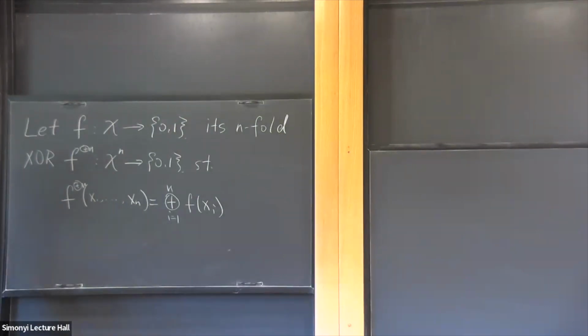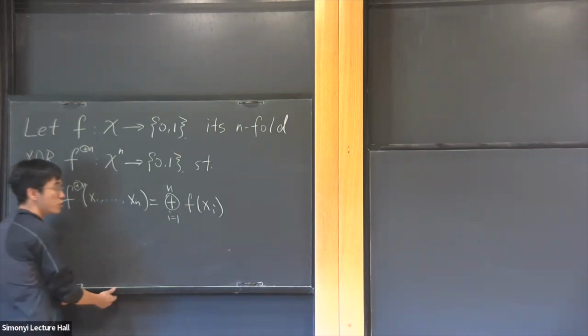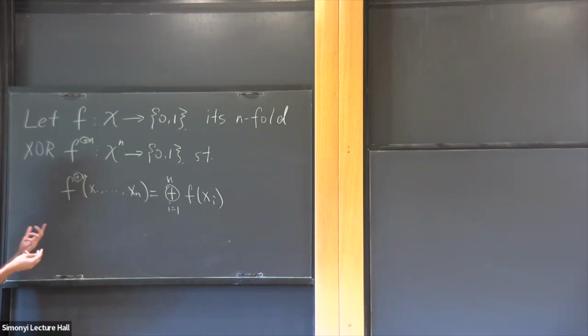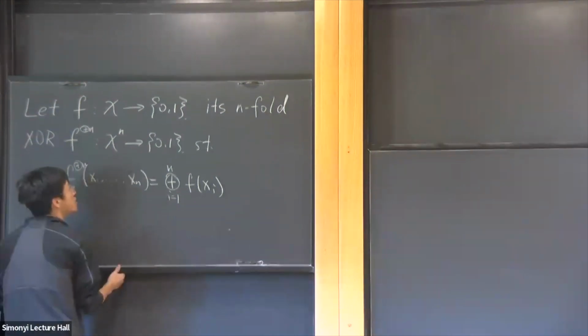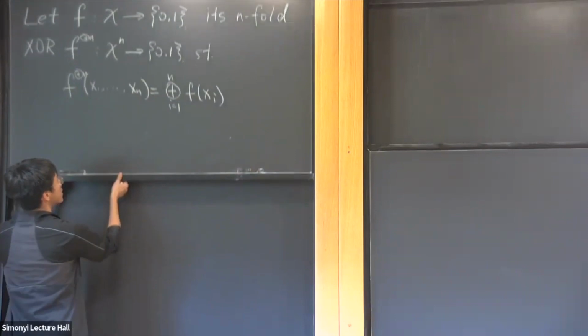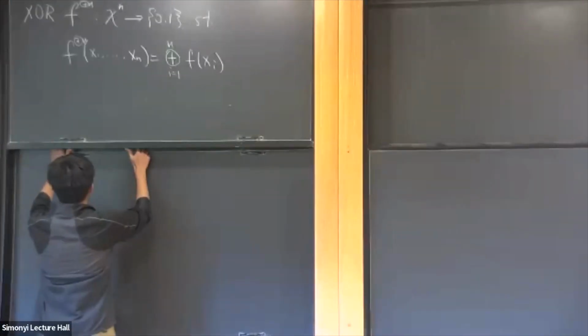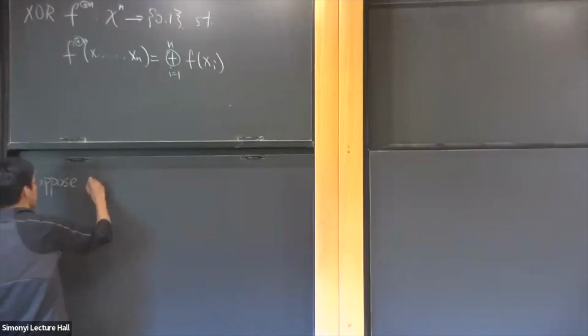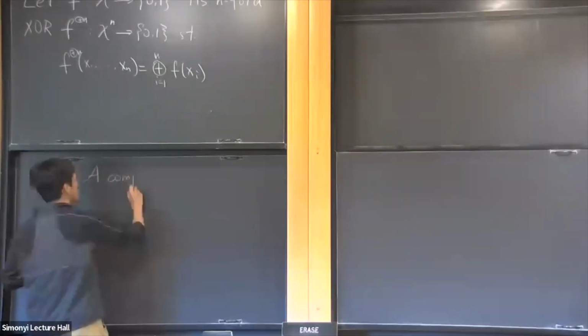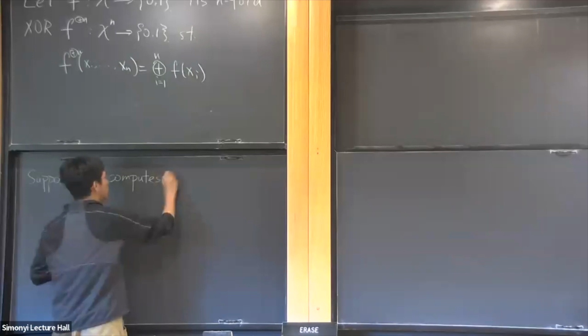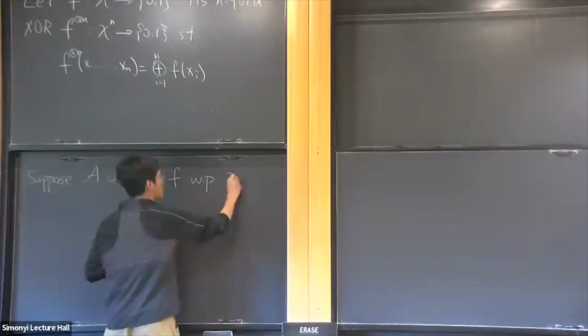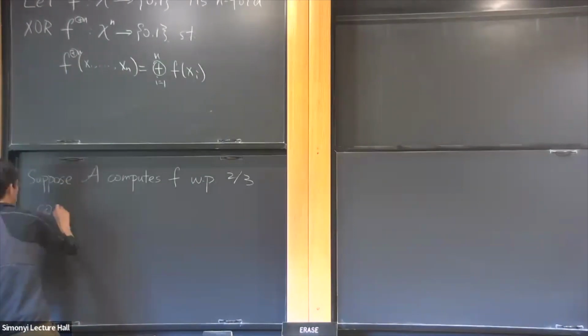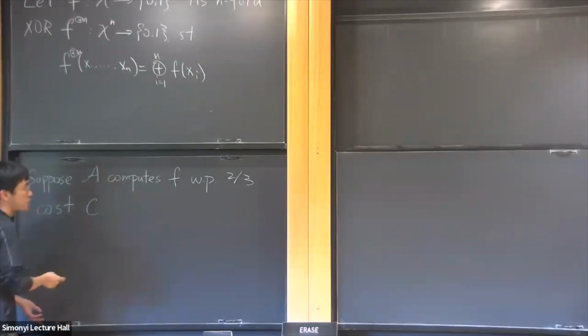So today's talk will be mostly focusing on the relation between the communication complexity of functions f and f to the n. Okay, so in general, what can we say about the complexity of these two functions? So first, we can always say the following in any reasonable computation model. Suppose in some model, we have an algorithm A that computes f with probability 2/3 and with cost C, where cost can be running time or communication or query.